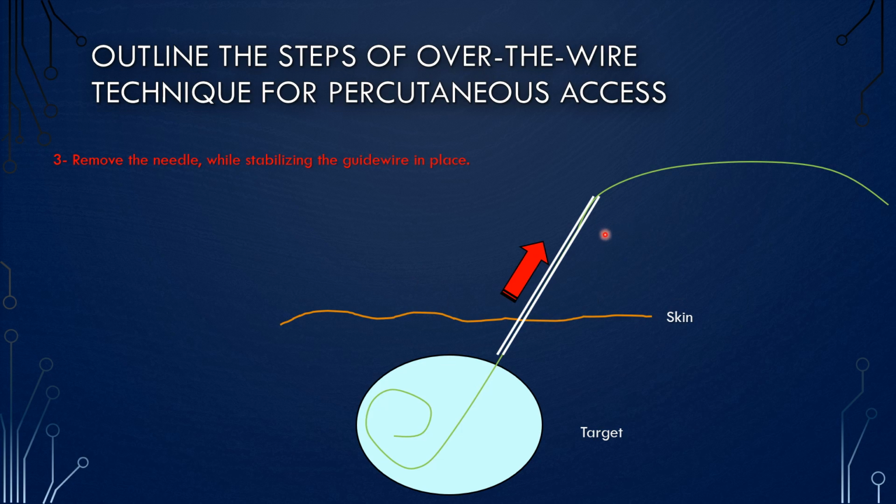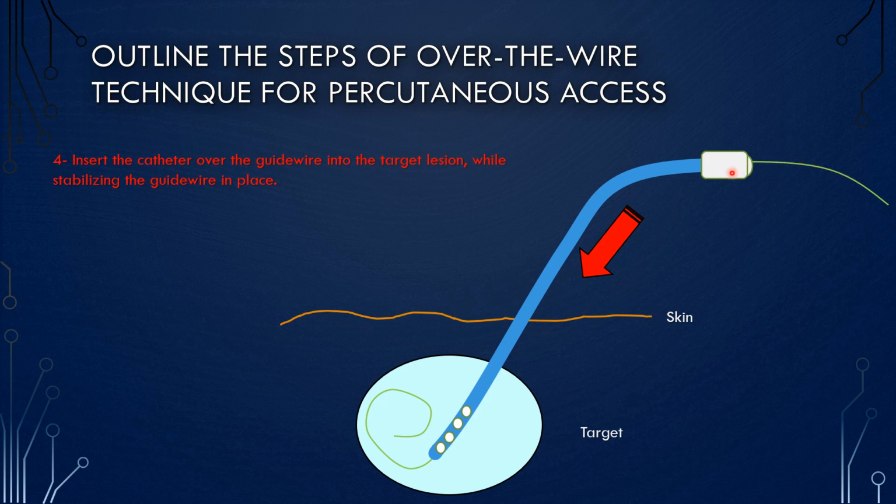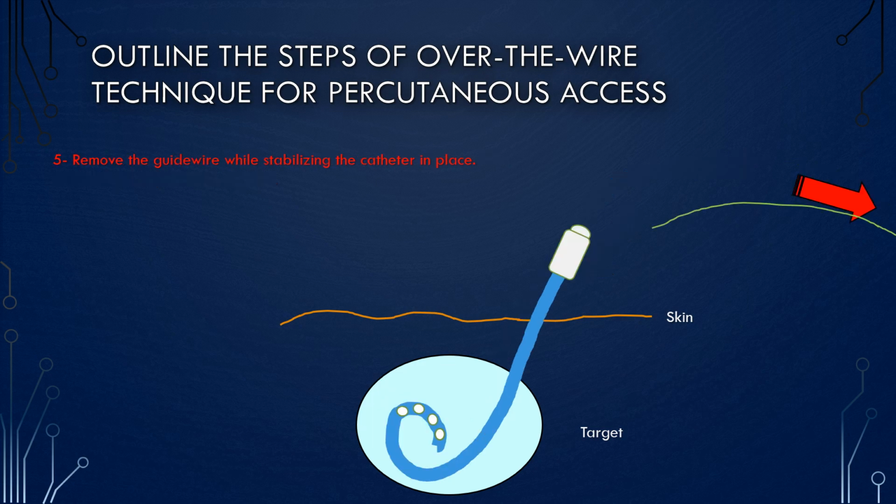So after you insert your wire, you don't need the needle anymore, you can remove it. What remains is the wire going all the way from outside the patient through the skin into the target area. And then over the wire, you can introduce your drainage catheter or your hemodialysis catheter or your central line over the wire all the way until you reach your target organ. After you introduced your catheter, you can remove the wire, you don't need it anymore. So you're done.